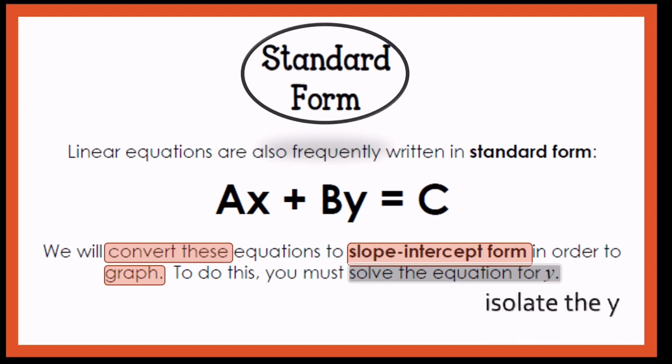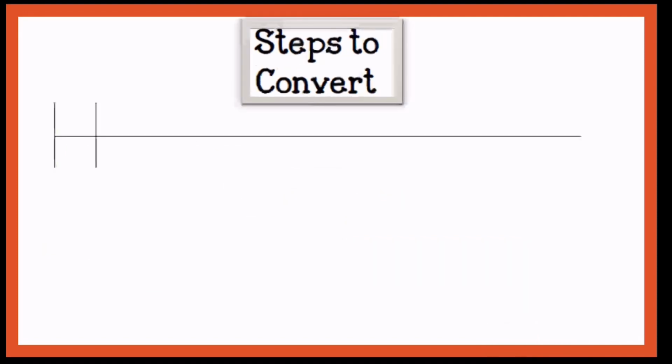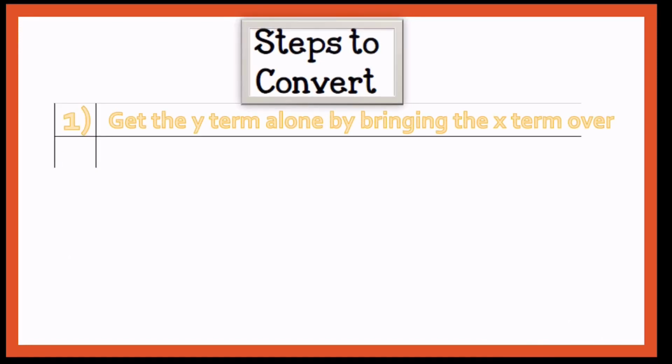So we have been saying, Miss Nell and I, isolate the variable. So we're going to isolate y, or get it by itself. Very simple steps to convert. Step 1, get the y term alone by bringing the x term over through addition or subtraction. Please write that down. Bring the x term over through addition or subtraction.